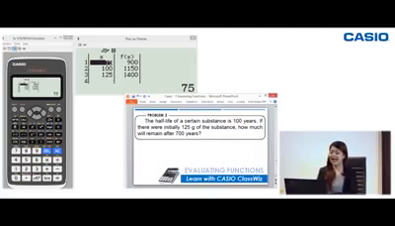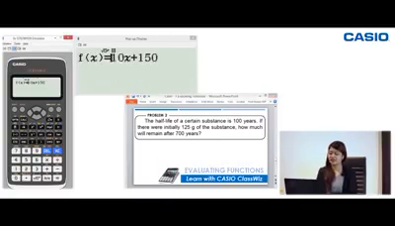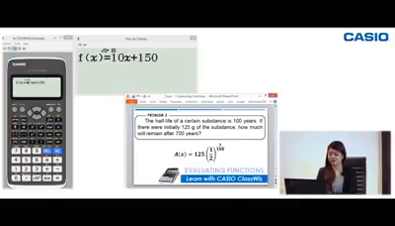Another problem is the half-life. The half-life of a certain substance is 100 years. If there were initially 125 grams of the substance, how much will remain after 700 years? So we can represent this function with a of x is equal to 125, the initial amount of the substance, times 1/2 raised to x over 100. And we want to evaluate this function at x is equal to 700.